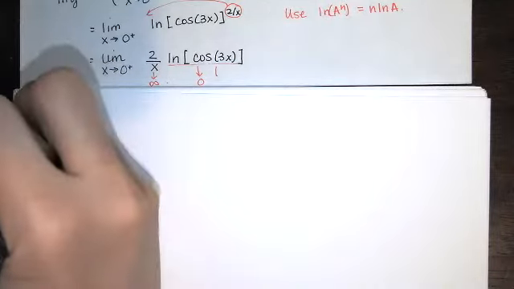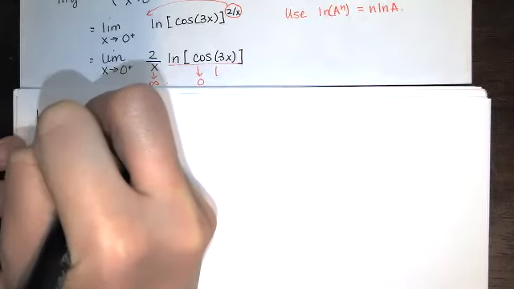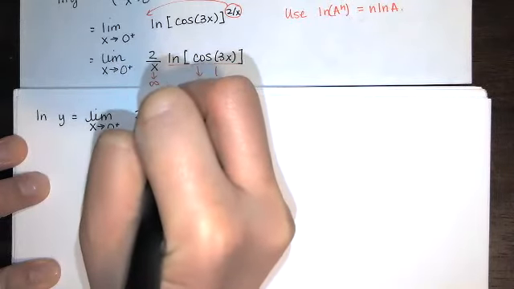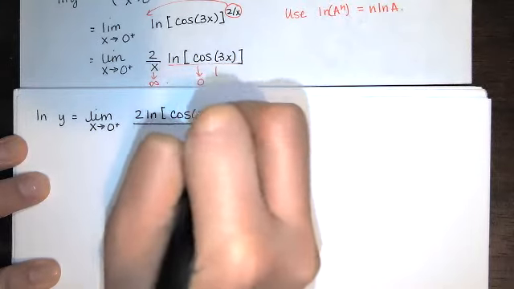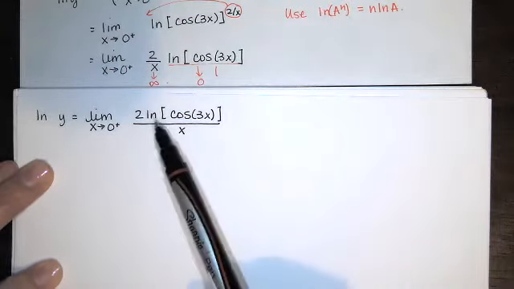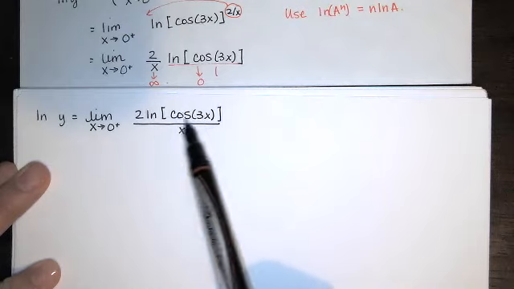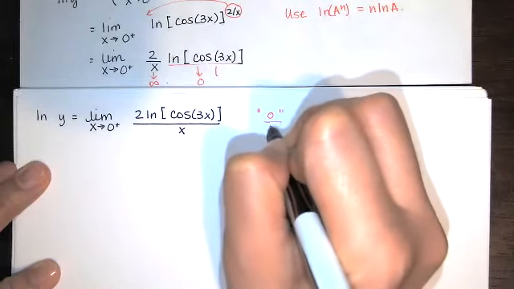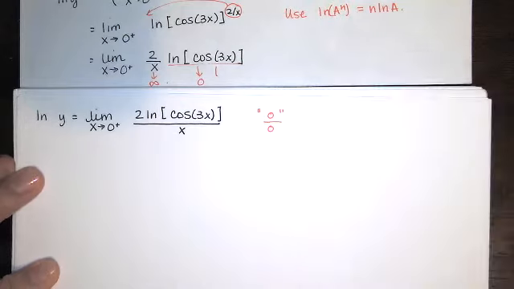So we have natural log of y equals the limit as x approaches 0 from the right of 2 times natural log of cosine of 3x, all divided by x. And natural log of cosine of 0 is natural log of 1. Natural log of 1 is 0. So this is a 0 over 0 indeterminate form. That's great. That means we can use L'Hopital's rule.